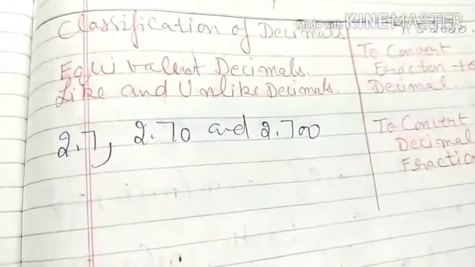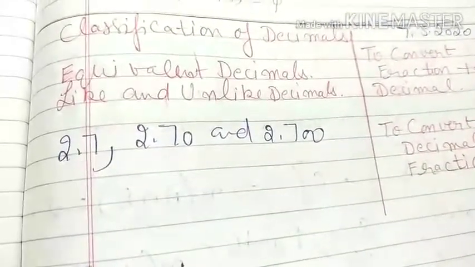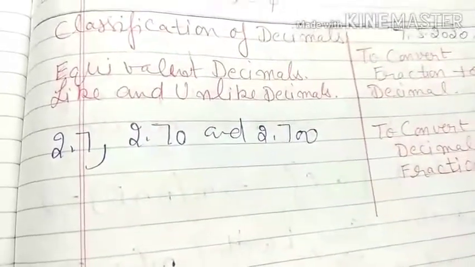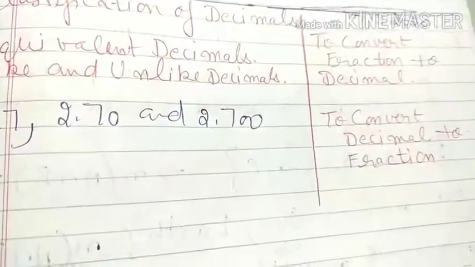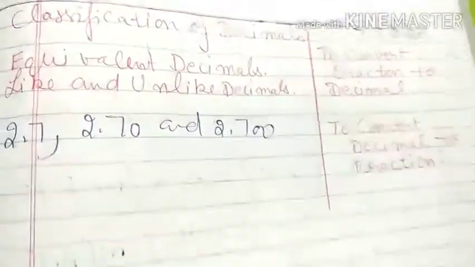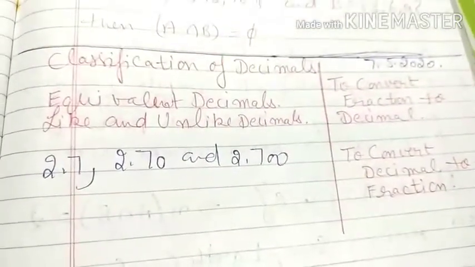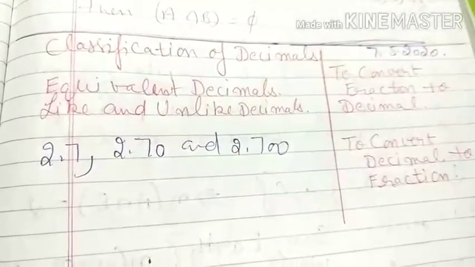Today we are going to do the chapter decimals. Welcome to another session of decimals. Today we will do classification of decimals and how to convert fraction to decimals and decimal to fraction. In this, first we will identify what the types of decimals are, that means classification of decimals.